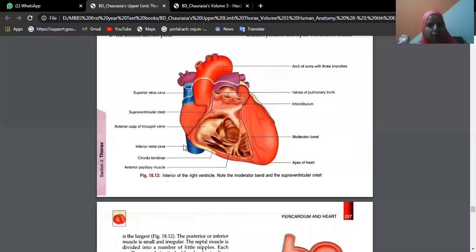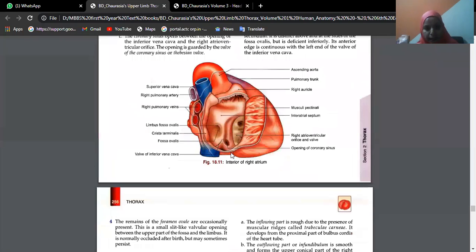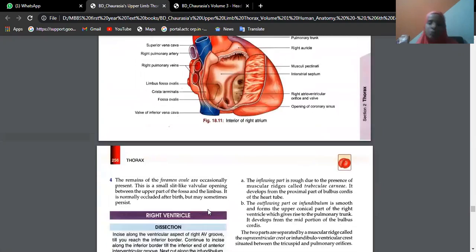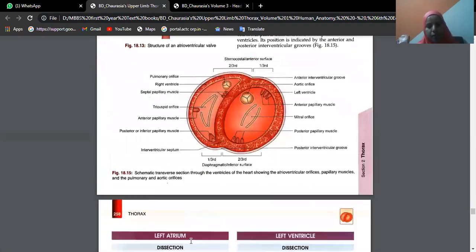This was our interior, right? So this opening is actually the opening of coronary sinus. That means into the venous chamber of the heart. That is into the right atrium. Along with superior and inferior vena cava, we also have the opening of coronary sinus.